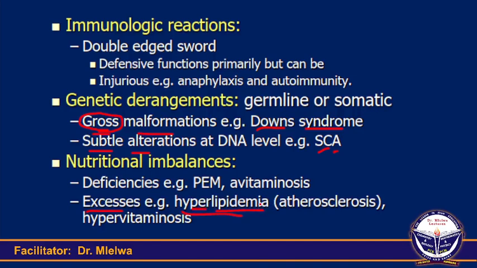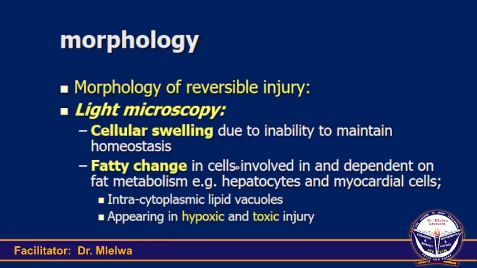So hyperlipidemia, excess lipid, can lead to atherosclerosis. Atherosclerosis is the accumulation of fat on the inside of the lumen of the artery. And then hypervitaminosis. Hypervitaminosis means an excess amount of vitamins in the body. Now let's see the morphology of cell injury. Let's start discussing the reversible injury. Morphology of reversible injury.